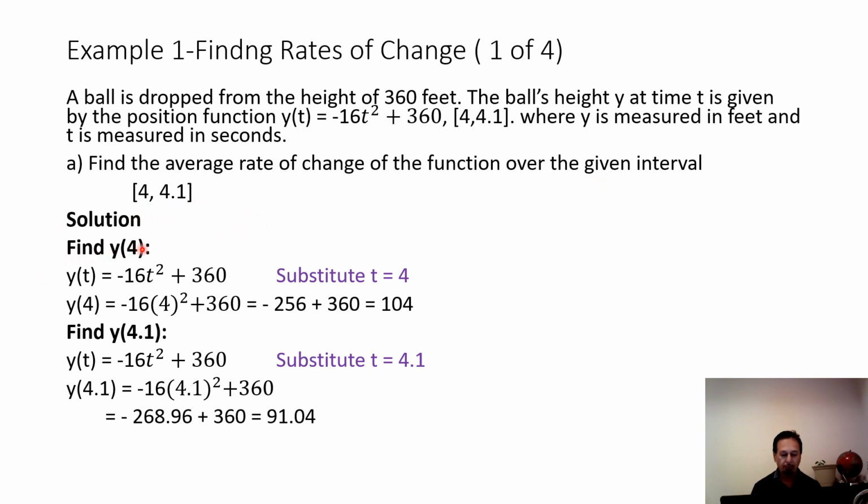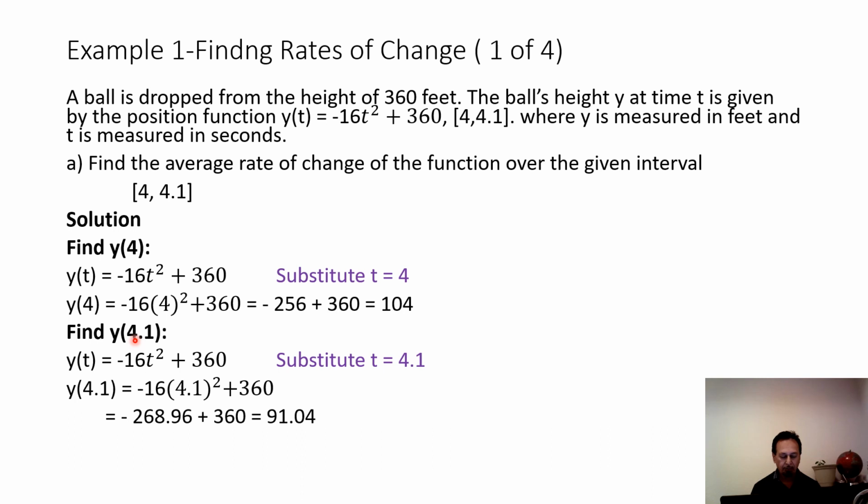So first we find y of 4. So let's write down the position function y of t equals minus 16t squared plus 360. So substitute t equals 4. So this becomes y of 4 equals minus 16 times 4 squared plus 360. Now 4 squared is 16, times 16, minus 256, plus 360, which is 104.